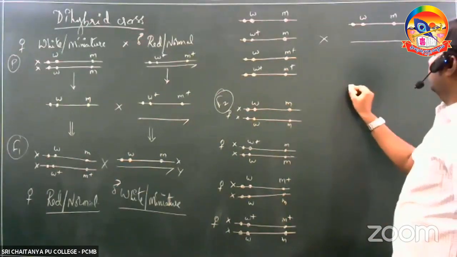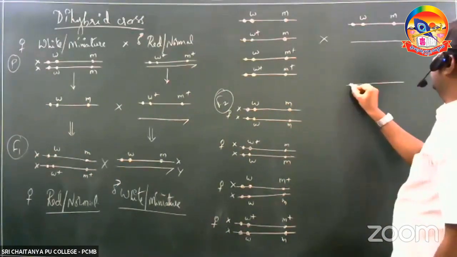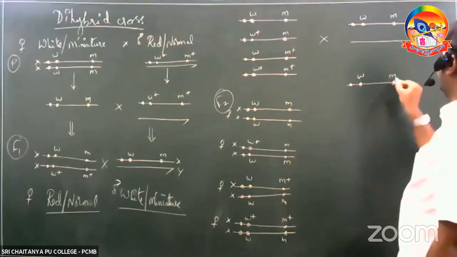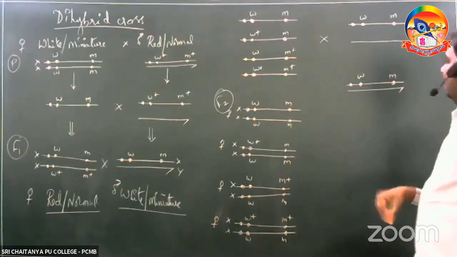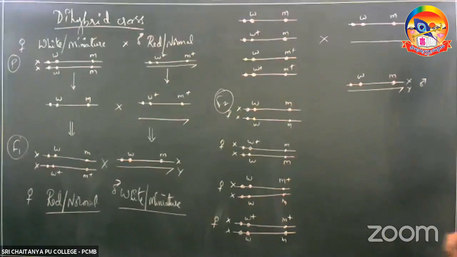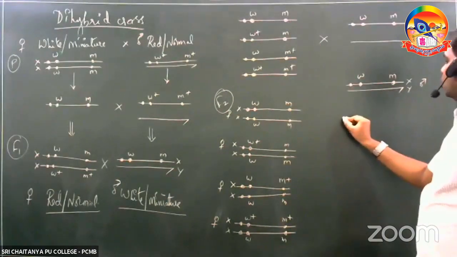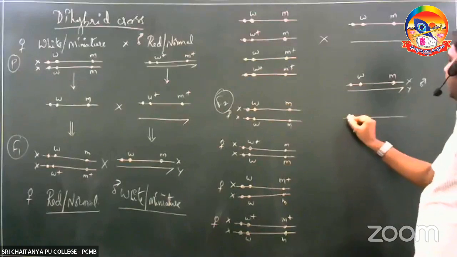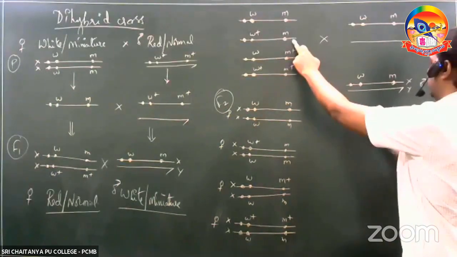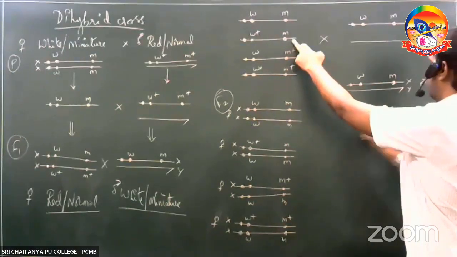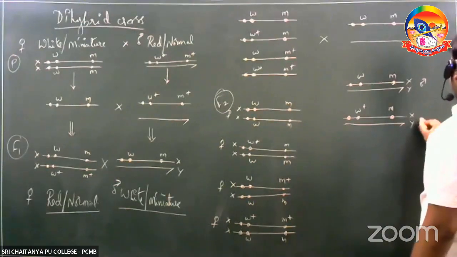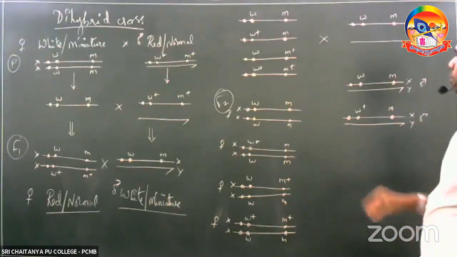First one, the X chromosome of the female gamete having alleles W and M fusing with the male gamete. So this is the X chromosome, this is the Y chromosome. So this would be a male individual. Second, the X chromosome of the female gamete having the alleles W plus and M fusing with the Y chromosome of the male gamete. So this again would be a male individual.